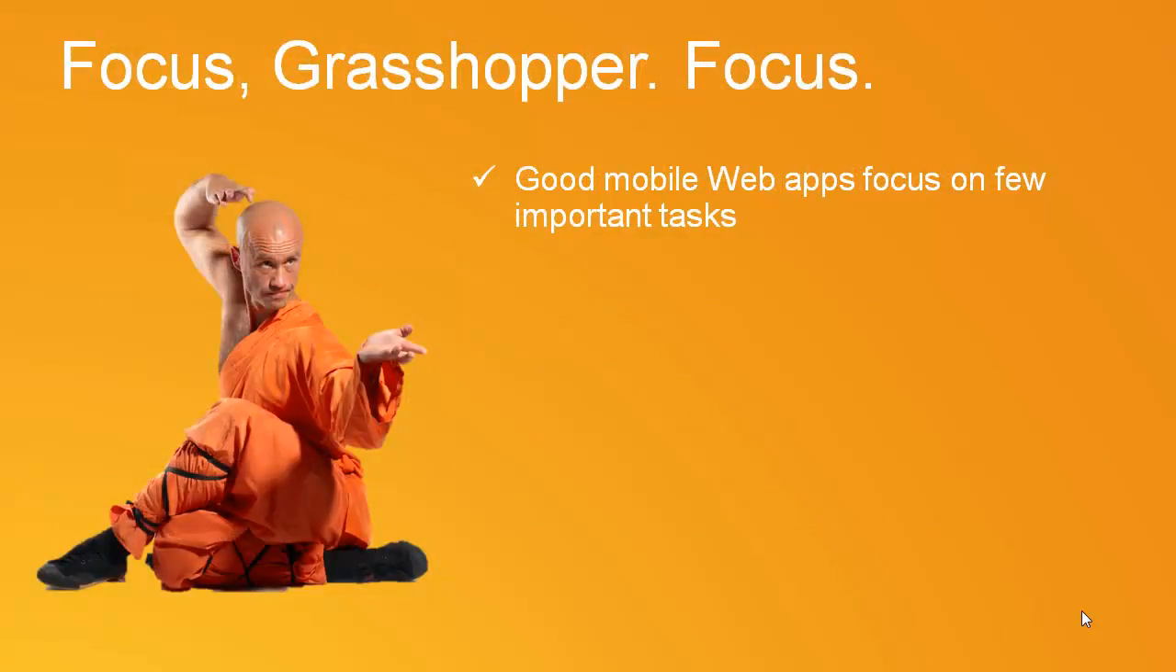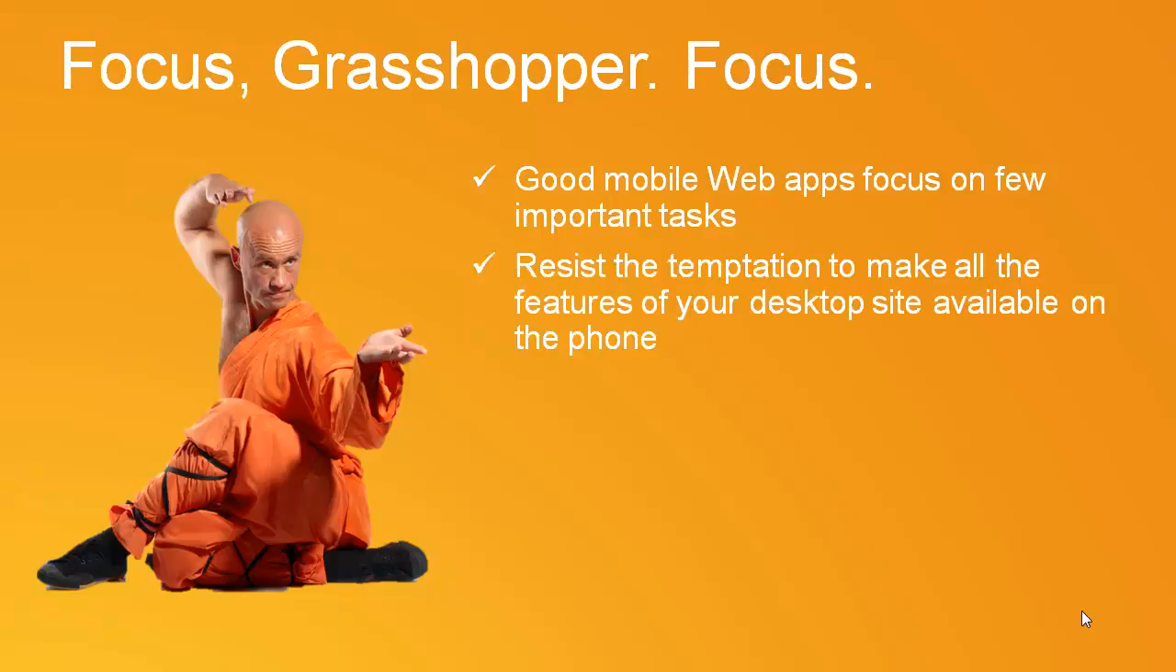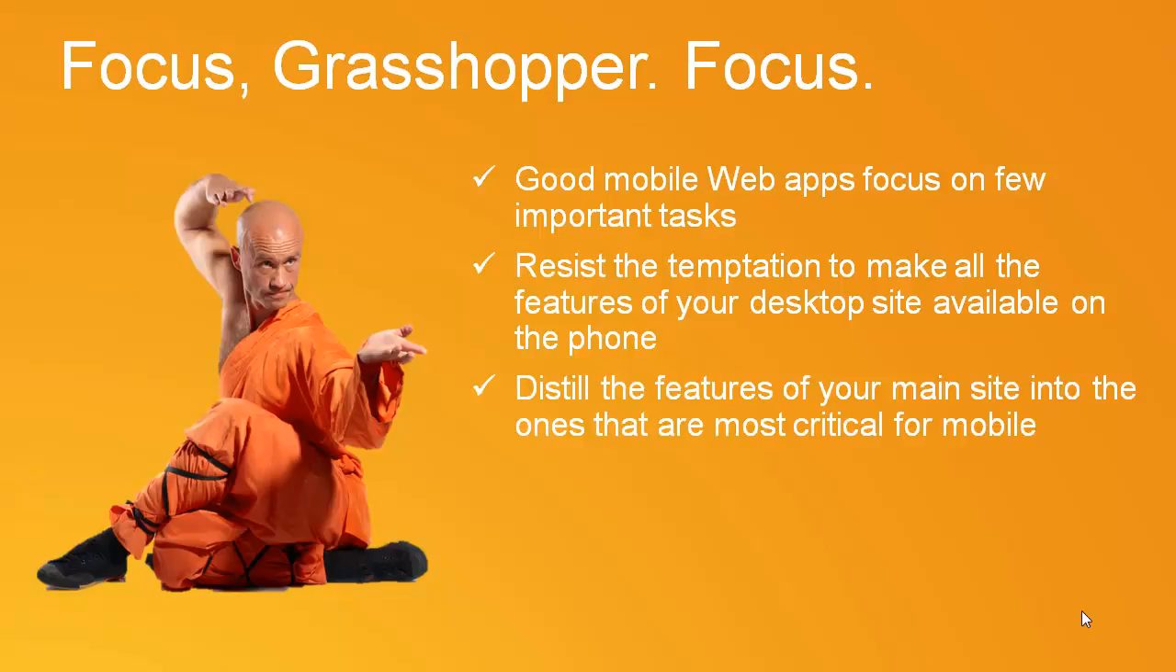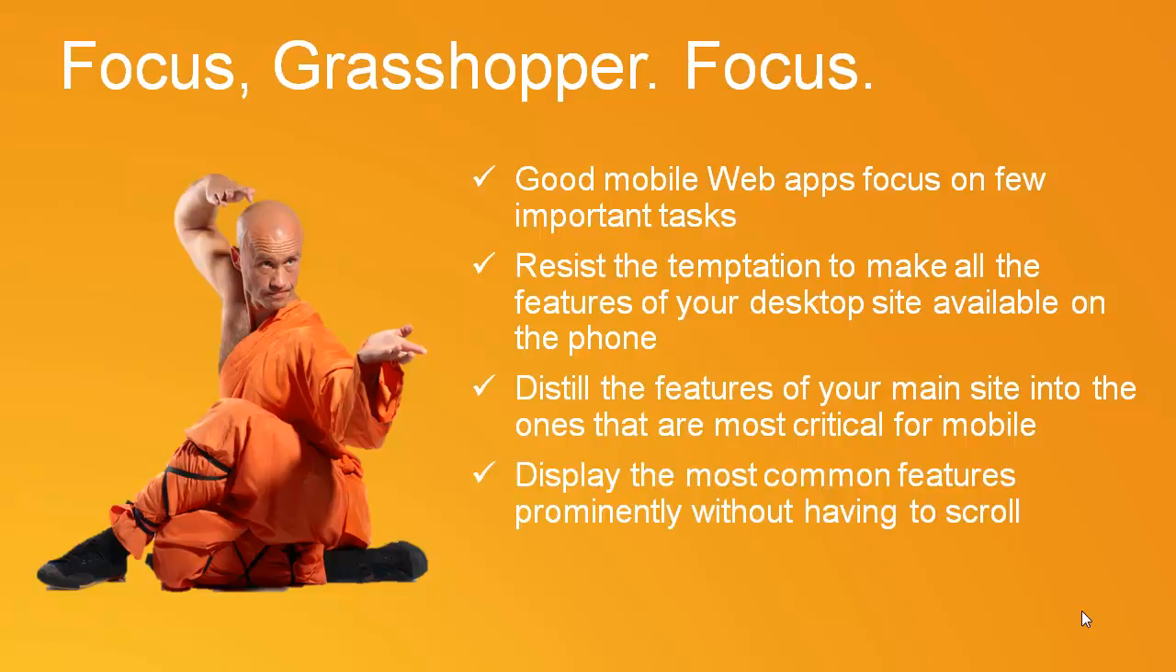Now moving along as well, we have a key thing for our masters, the Grasshopper and the master. Focus, Grasshopper, focus. Good mobile web apps focus on a few important tasks. You don't want to implement all of the features of your desktop app or your desktop browser app on the phone. You want to focus on a few important tasks, the way the user can get things done, and then just move along. So resist the temptation to make all of the features of your desktop site available on the phone. Try to distill the features of your main site into the ones that are most critical for the user on the go, and try to display the most common features prominently without having to scroll.